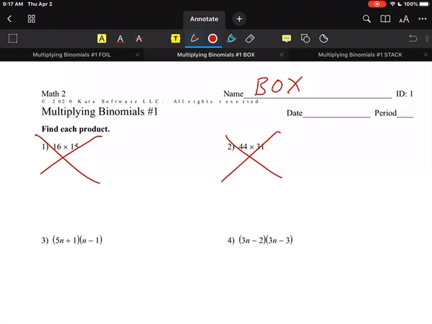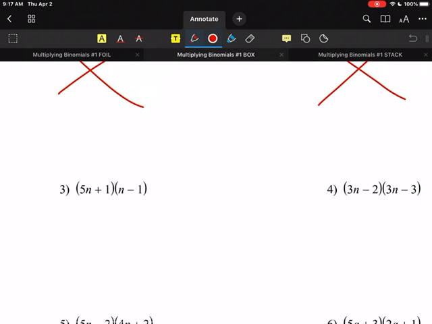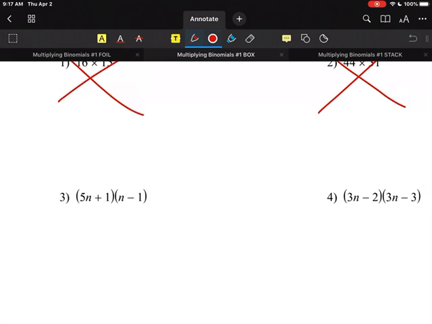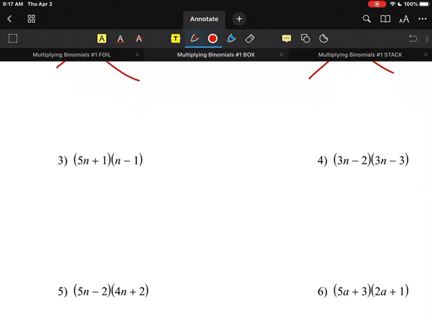Okay, for the box method, you're not going to use numbers 1 and 2. That was only for stack. So we're going to do numbers 3 and 4 to show you this. So the box method, you're actually going to make a box. All right. So let's make a box.